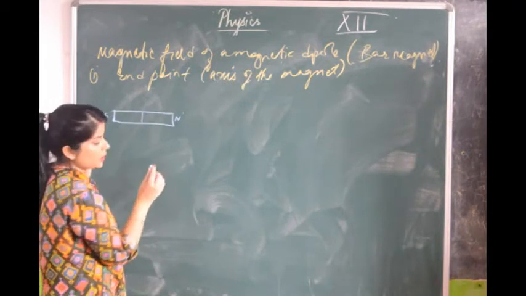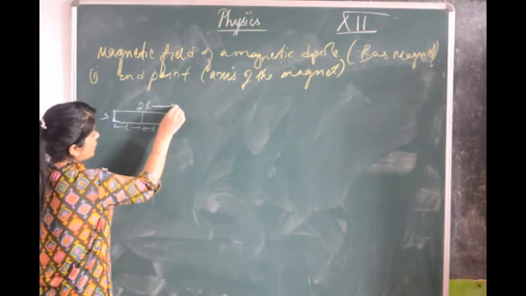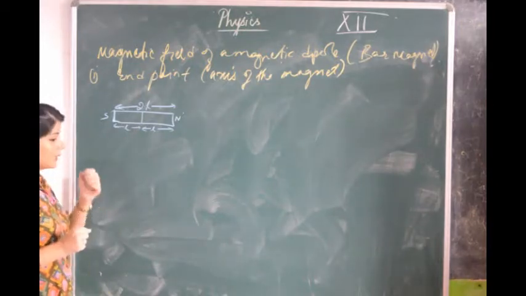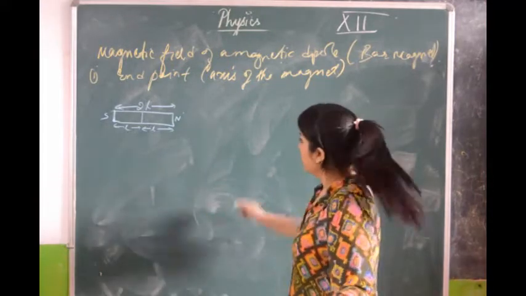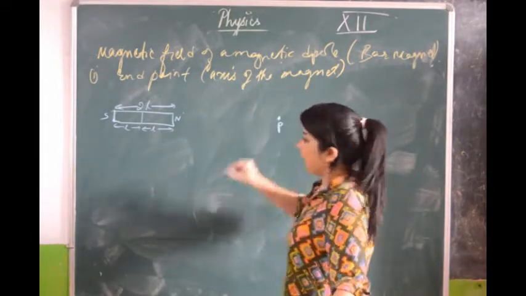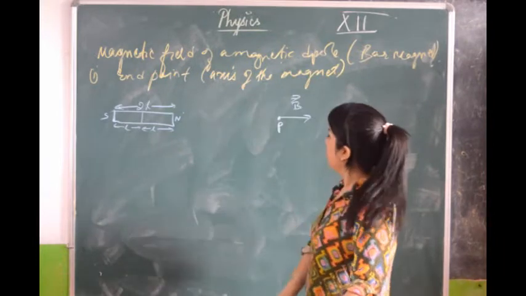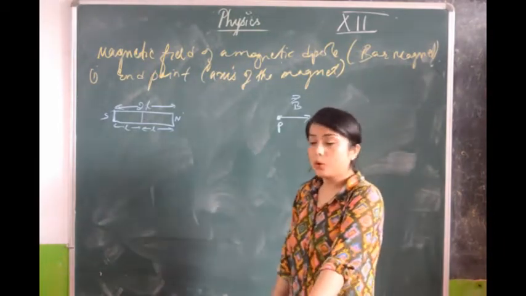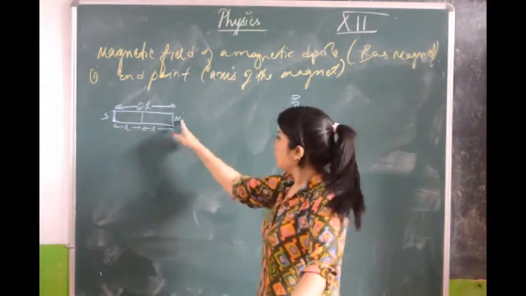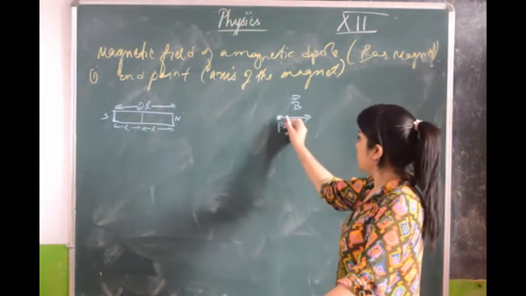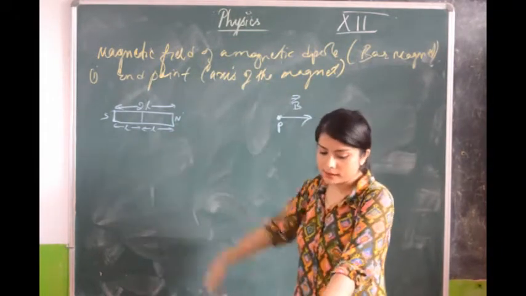So now this is North and South pole. In the center, this half distance is L. Together the length of the magnet is twice L. Now we take a point P and we find the magnetic field at this point P. Now what we know is magnetic field originates from North Pole, it goes to South Pole. So at this point the direction of the magnetic field will be this side. It is from north and it moves towards south.